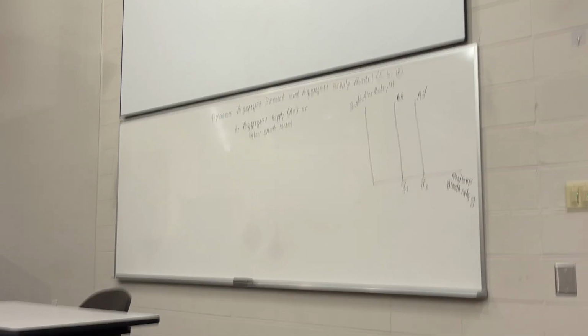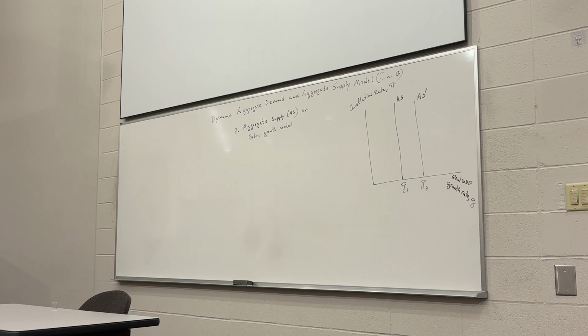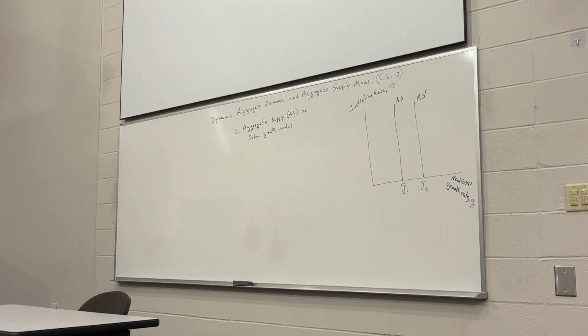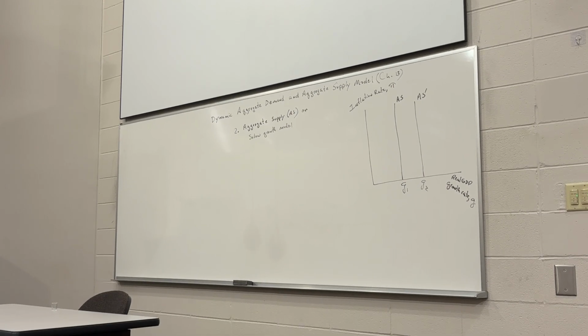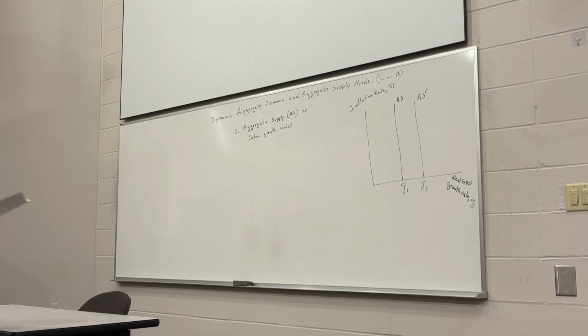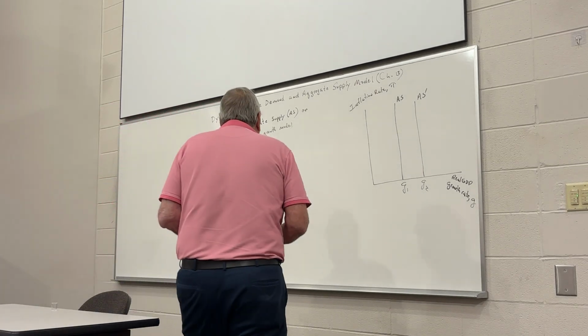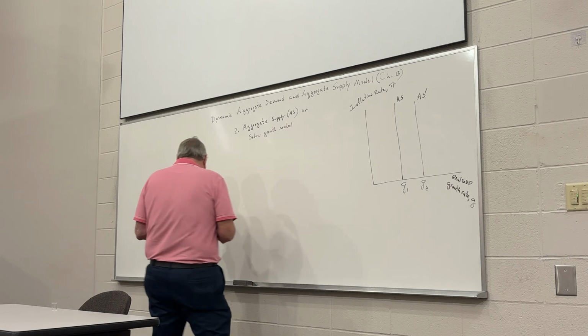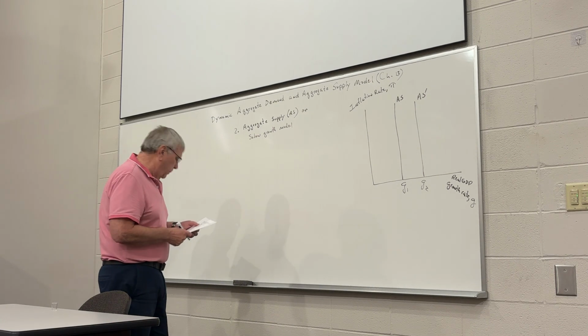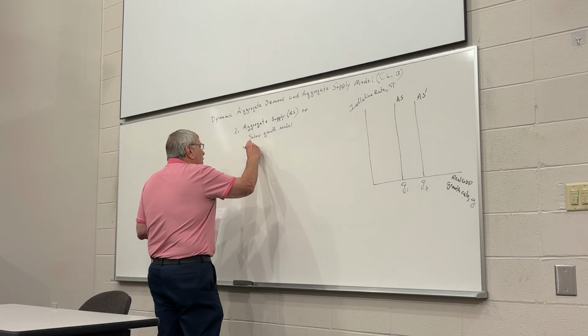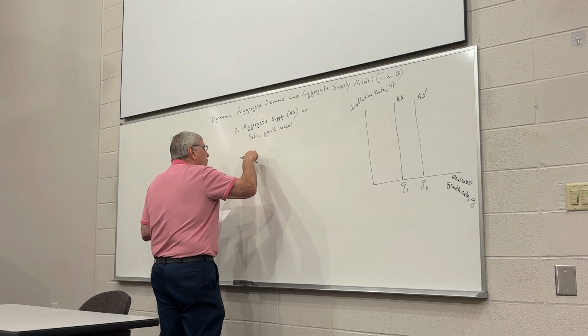How can the government increase the number of ideas? Protecting intellectual property rights, patents, copyrights, trade secrets, or subsidizing. That's basically what they can do. But there are some other things that can affect aggregate supply that are outside of the control of the government.